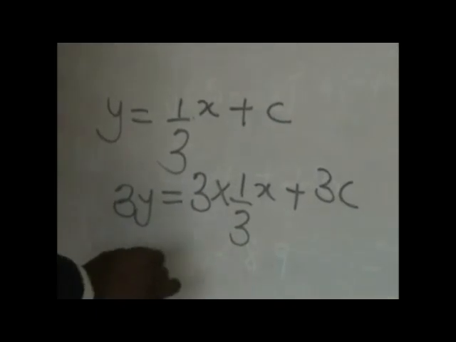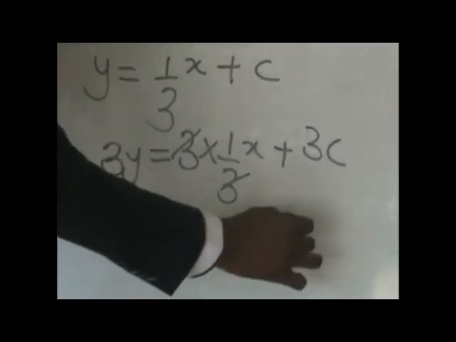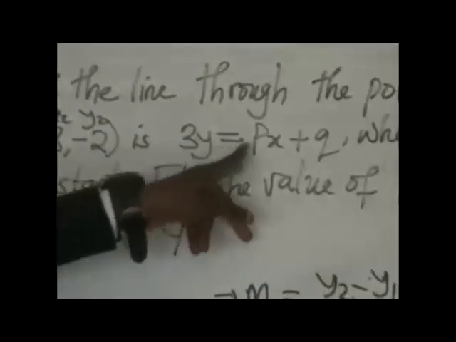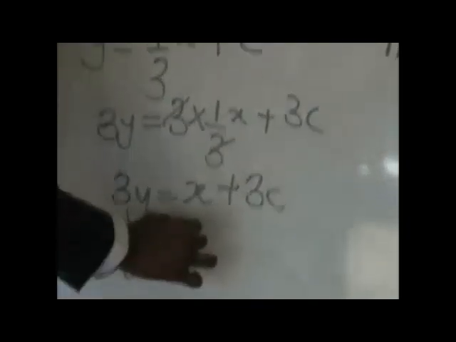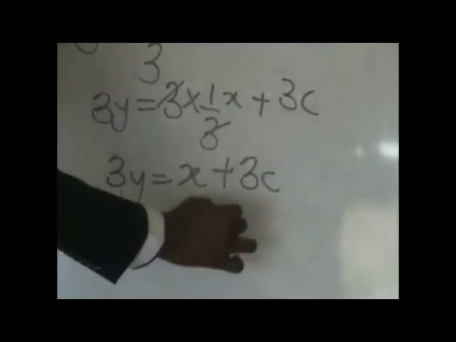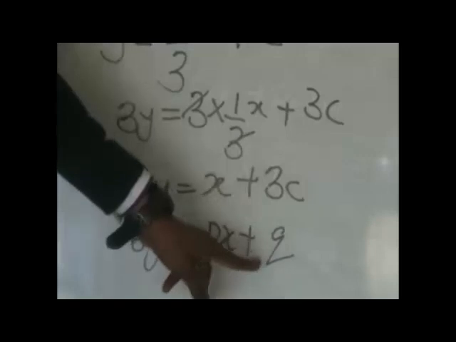So this becomes 3y. This 3 can cancel this 3. I'm left with x here. Then plus 3c. Now don't forget, we have been given an equation before. The equation states 3y equal to px plus q. So if we compare this equation with our new equation, I'm going to be having 3y equal to px plus q. Of course, this is 3y, this is x, this is px, and this is 3c, this is q.